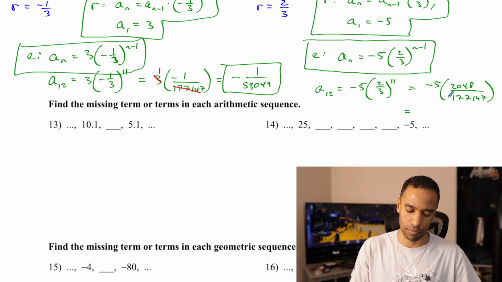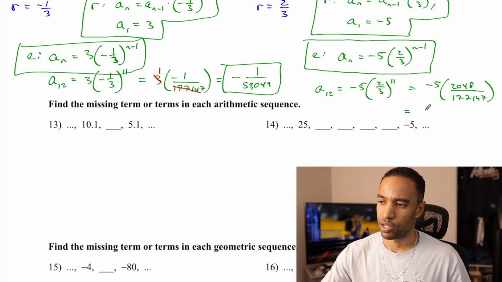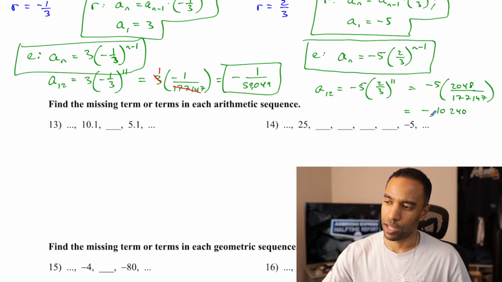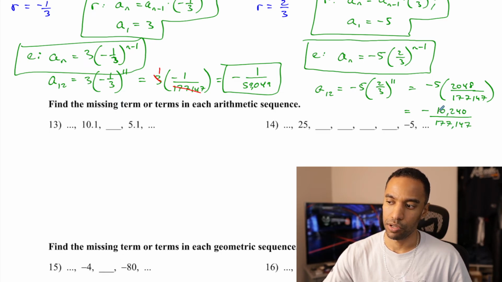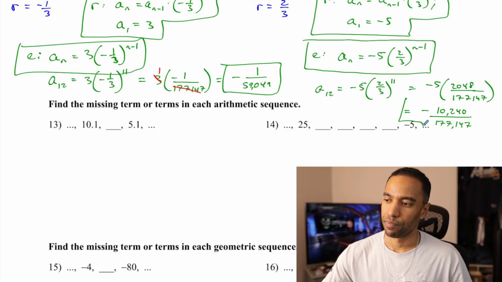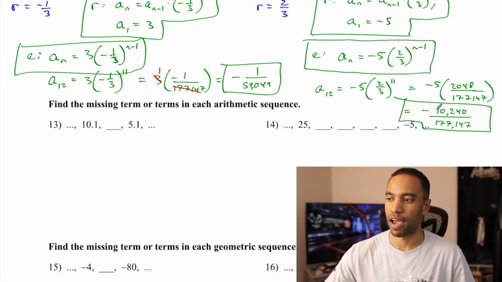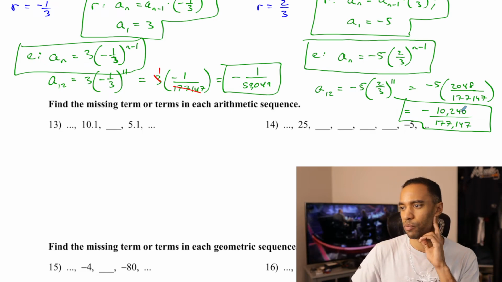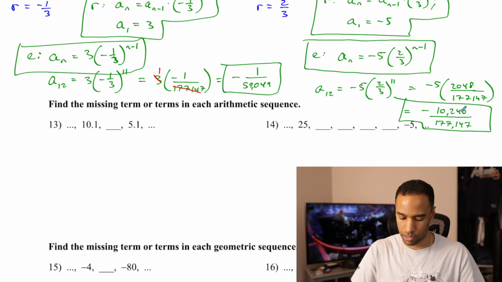I need that one on top. So times 5, sorry about this, you'd have to do the same thing if you're working on this. Negative 10,240 over 177147. And again, it can't reduce, because it's 5 times 2 times 2 times 2 times 2, whatever, over 3 times 3. Nothing can cancel there. Nothing can reduce. That's the answer. What is this as a decimal?